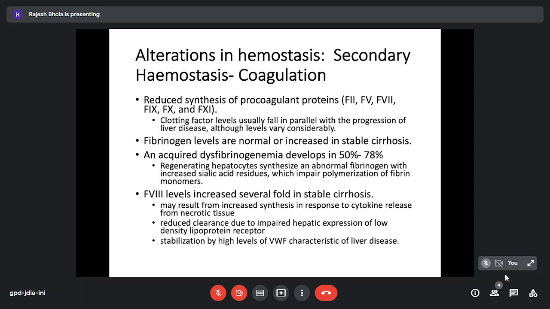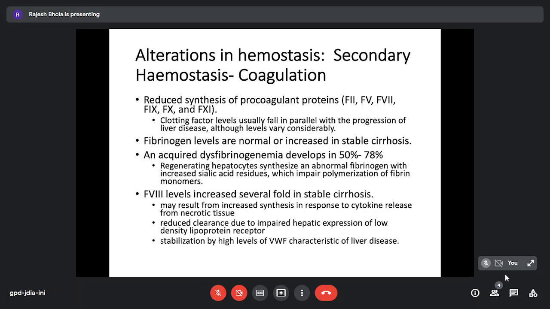And these clotting factor levels usually fall in parallel with the progression of the liver disease, but there is considerable variation in how much the fall will be in different factors. So what does it mean? You may not find a proportionate decrease in factor 2 and factor 5 together. It may happen that factor 2 is more reduced in comparison to factor 5. Similarly, fibrinogen levels are normal or increased in stable cirrhosis. Only when there is a hepatic failure, the fibrinogen will go down, will be reduced in quantity.